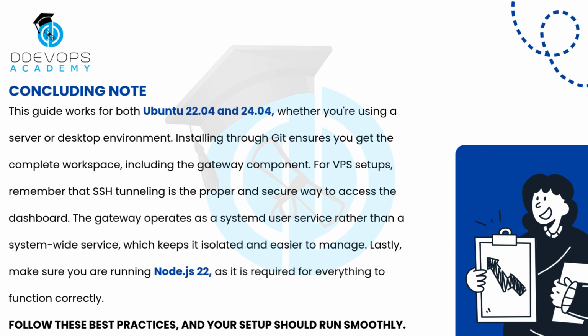To conclude, this guide works seamlessly on both Ubuntu 22.04 and 24.04 across server and desktop environments. Installing through Git ensures you get the complete workspace, including the gateway. For VPS setups, always use SSH tunneling to securely access the dashboard. Remember, the gateway runs as a systemd user service for easier management, and Node.js 22 is required for proper functionality. Follow these best practices, and your OpenClaw setup will run smoothly.